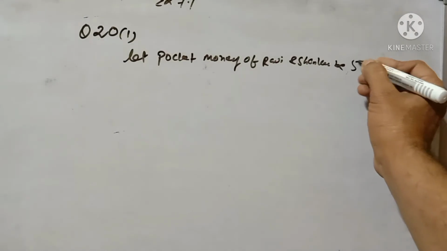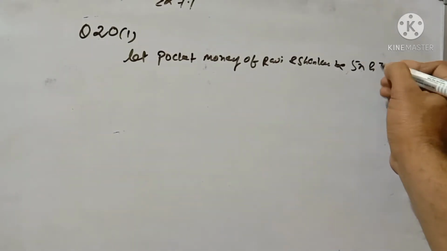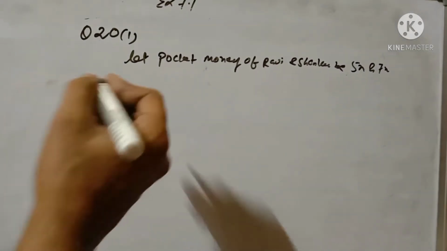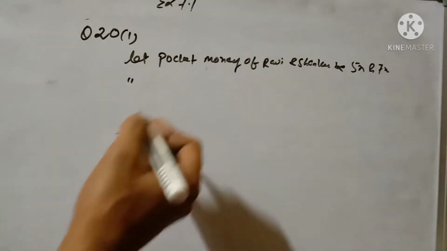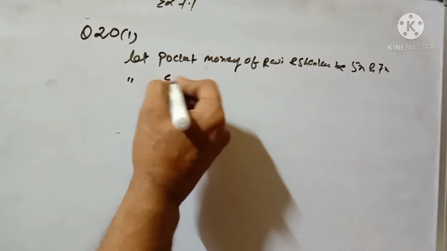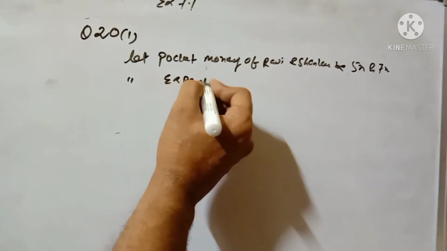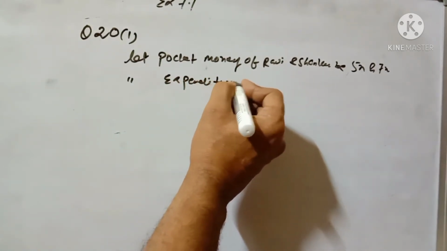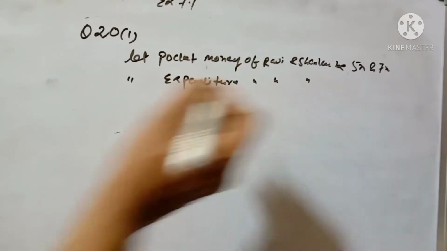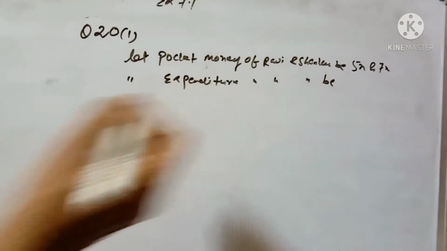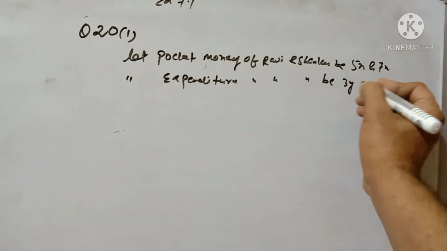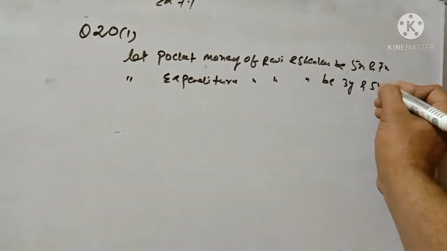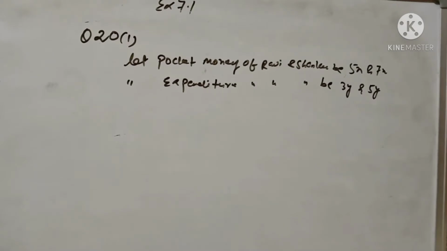5x and 7x. Let savings be 5x and 7x. Let expenditure of Ravi and Shankar be 3y and 5y respectively. Now we can make the equation according to the question.